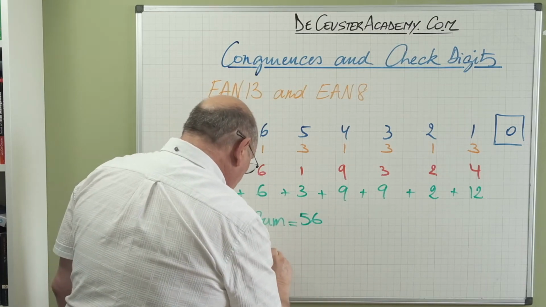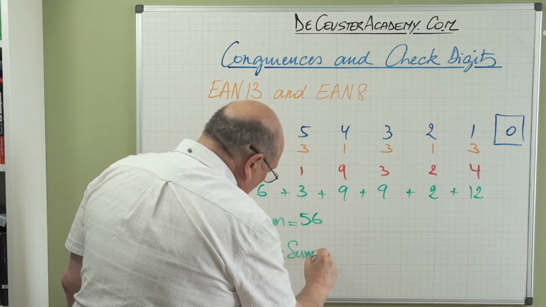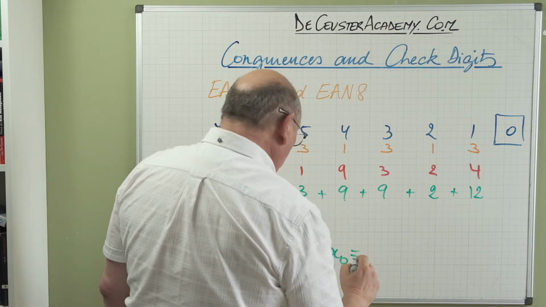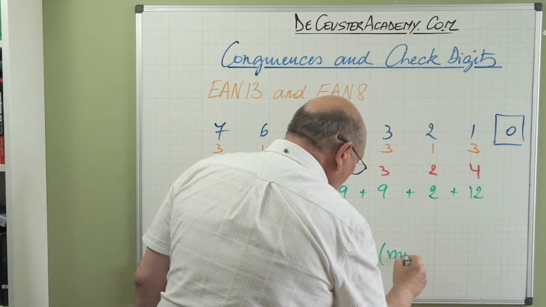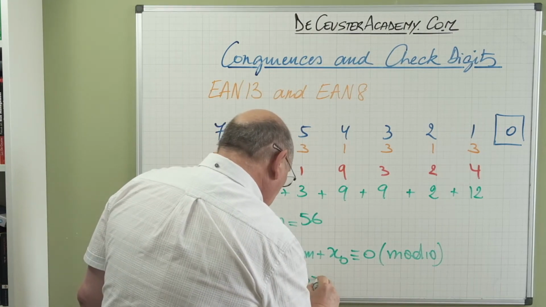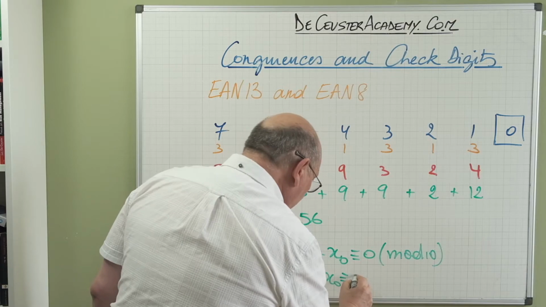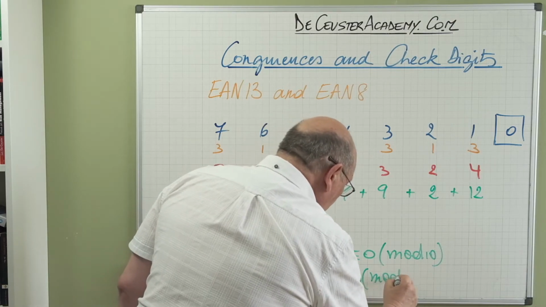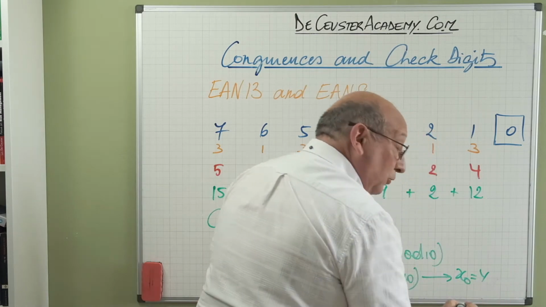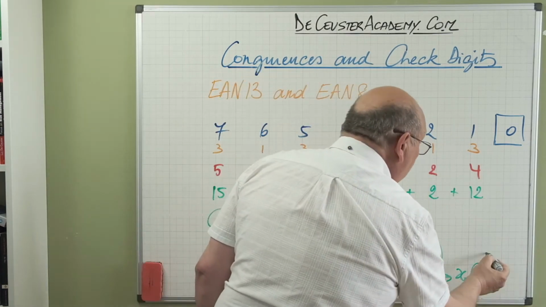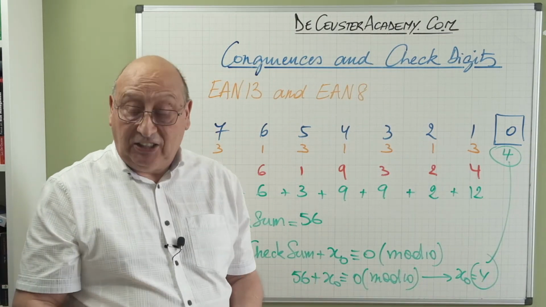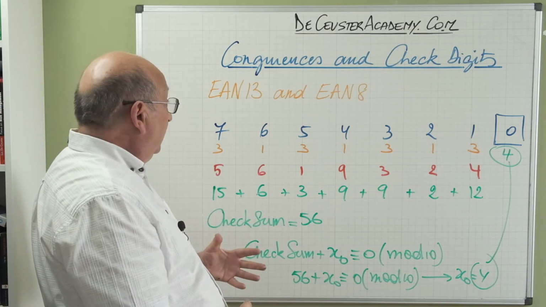Now we know that the checksum plus the check digit x0 has to be congruent with 0 modulus 10. It means we have 56 plus x0 is congruent with 0 modulus 10. It means that x0 is equal to 4, and we can put this number here as the last number, the check digit. So that was another example.